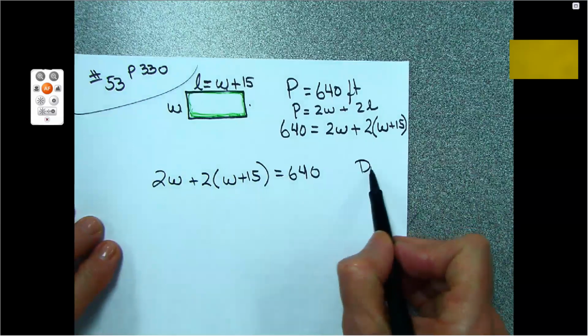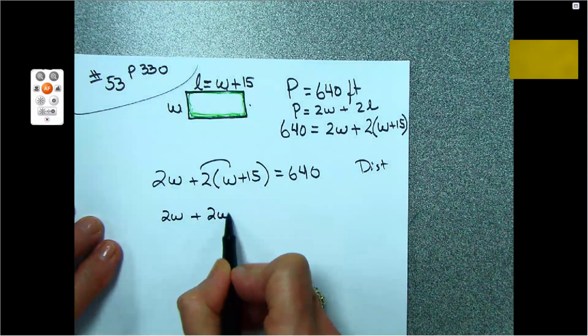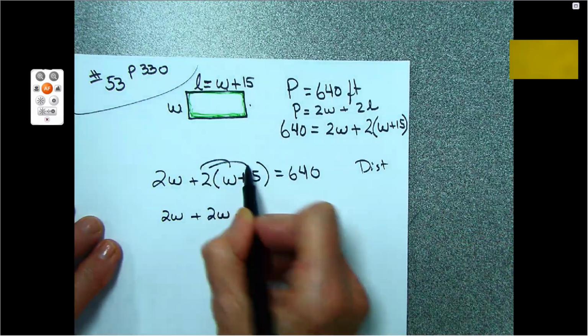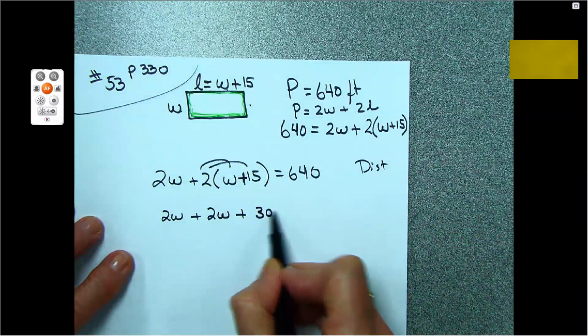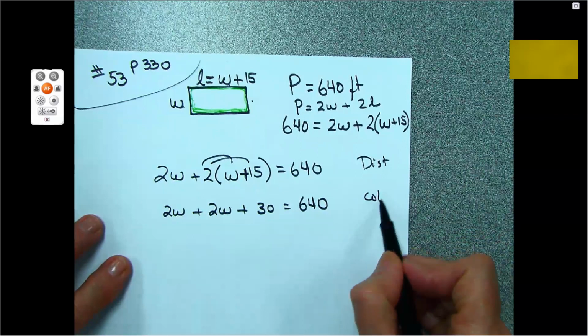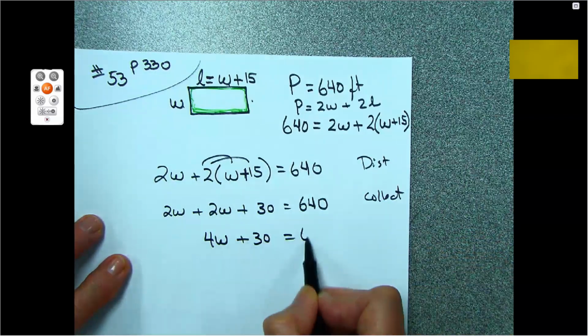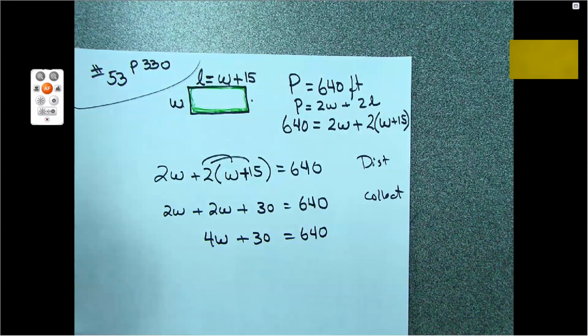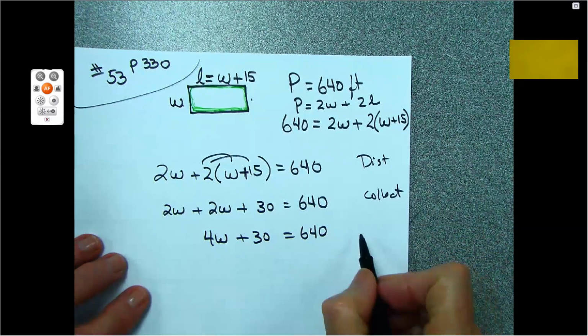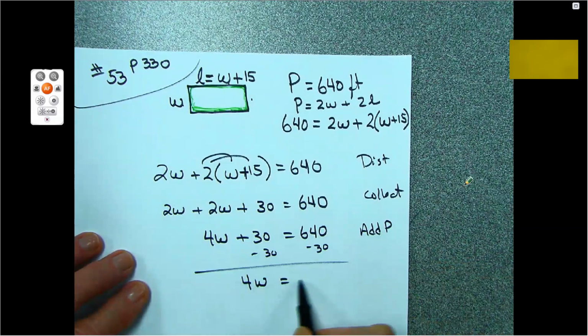Okay, first we have distribution. 2W plus 2 times W would be 2W. Pick up your sign. Plus 2 times 15 is 30. Collect like terms. That'd be 4W plus 30 equals 640. Use your addition principle for solving equations and subtract 30 from both sides, as we're trying to isolate W. Is that 610?